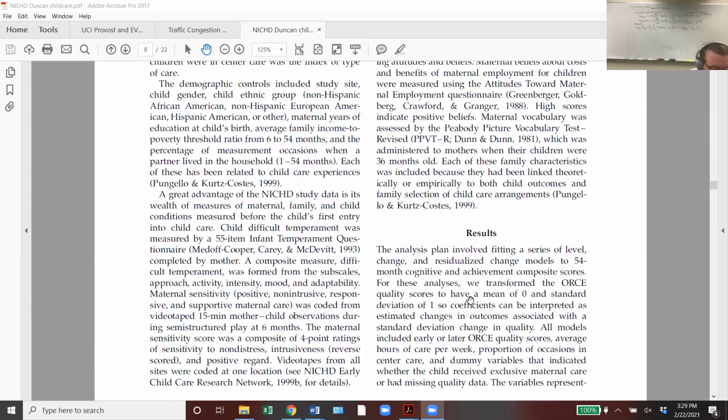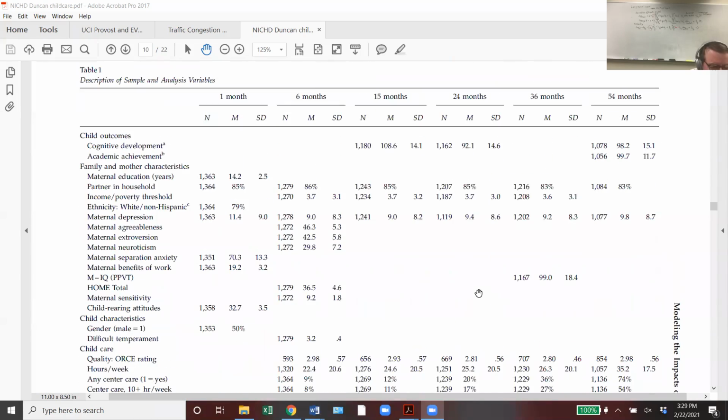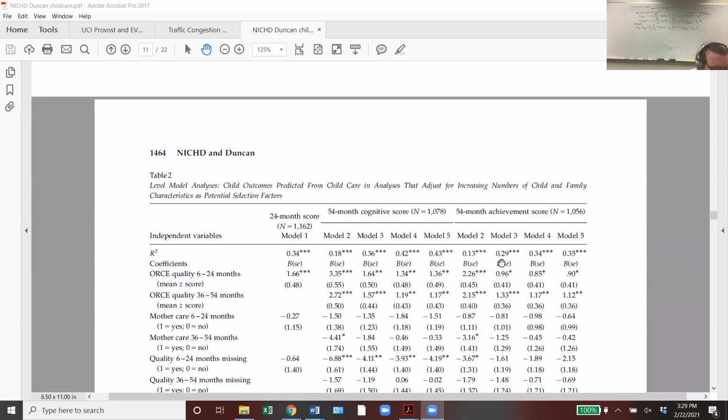This data set is really wonderful. Deborah Vandell devoted much of her career to it. It's followed kids through age 26 now. They were recruited at birth. They have an incredible amount of detail on early care, early development.